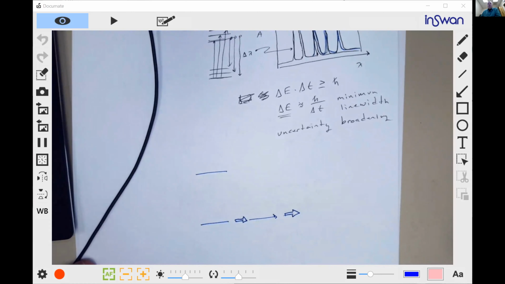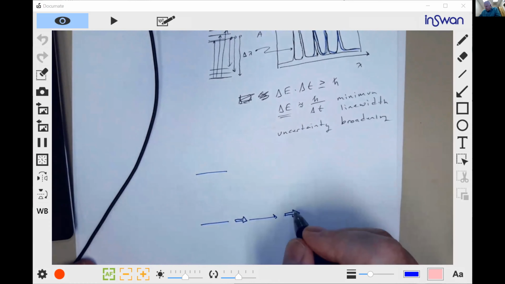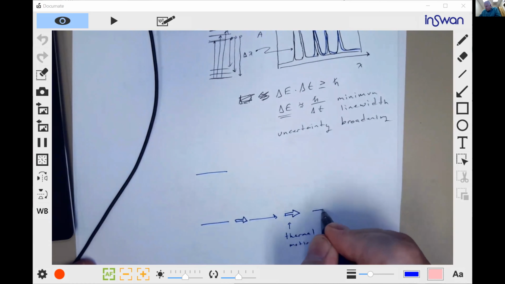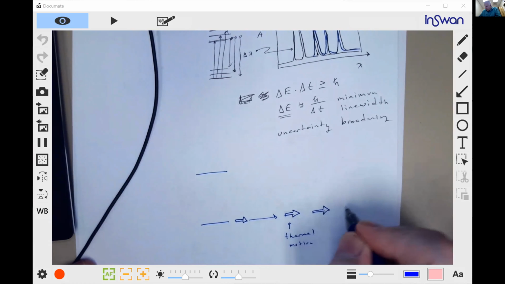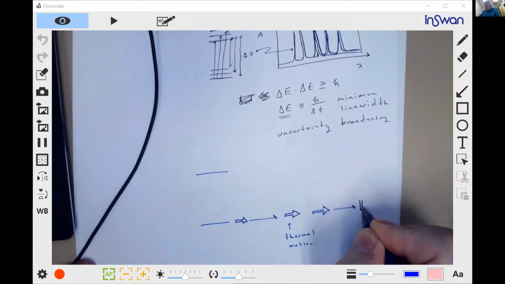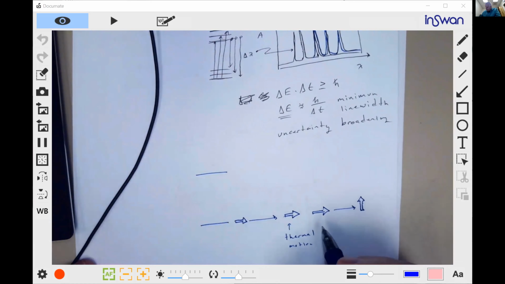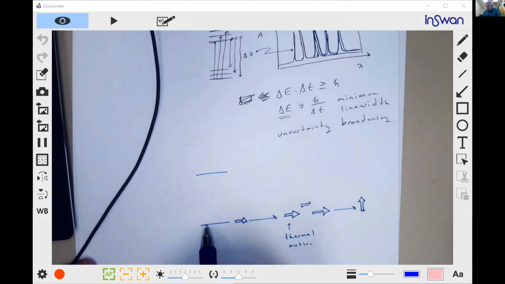And then I want you to consider for the moment what it would mean if, due to thermal motion, this ensemble now were to change to this configuration. In other words, there's some very fast process that switches this to this. What would happen to the energy of this state here?